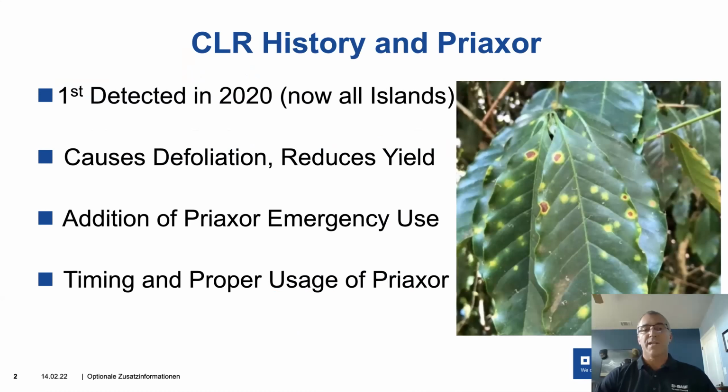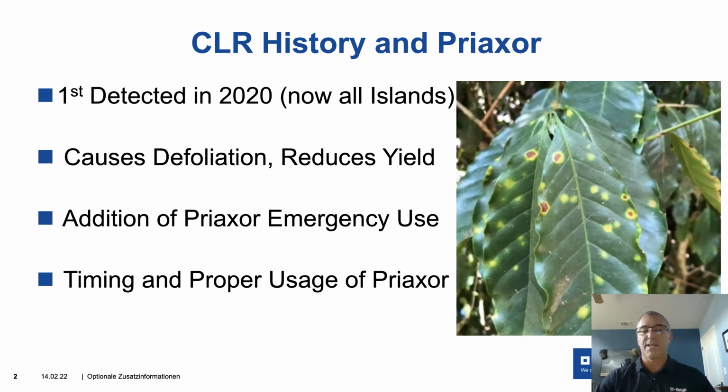Little history on CLR. I'm sure you're familiar with this, and then also where Priaxor fits into the picture. CLR was first detected in 2020. It's now moved to all the islands, causes defoliation, reduces yield, and ultimately can kill coffee trees if not controlled.